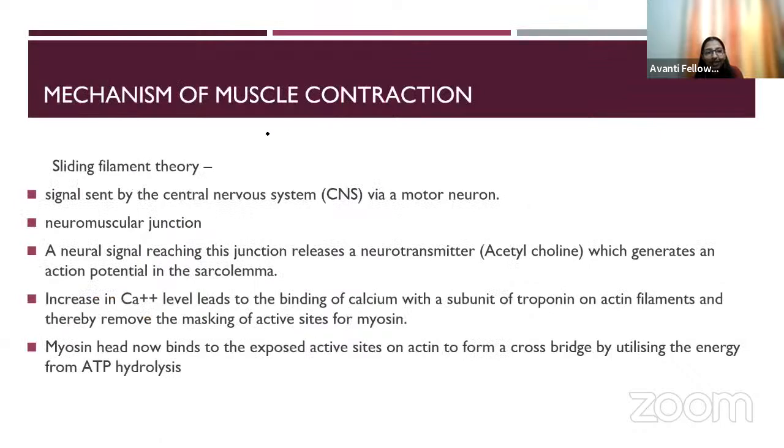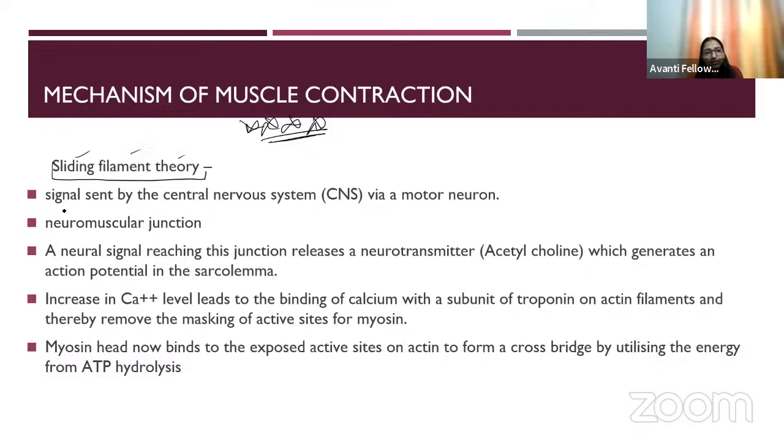Now let's come to the mechanism of muscle contraction, very, very important. It is also known as the sliding filament theory because the thin filaments are sliding over the thick filament. That is why we call it the sliding filament theory.